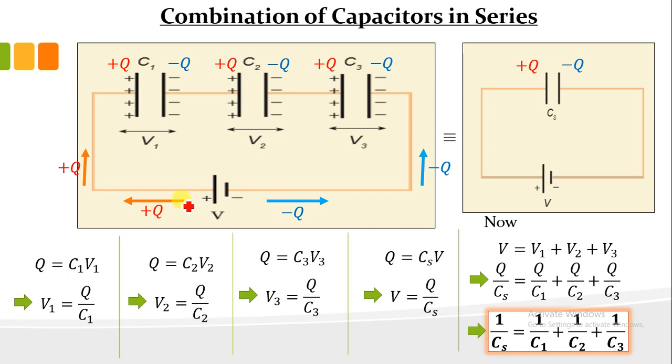Okay, when charging is complete, what will happen? Because of conduction, this is charging by conduction, the first plate of this capacitor C1 is completely charged with charge plus Q. Similarly, the capacitor C3 has its second plate completely charged with charge minus Q. Okay, now what will happen?